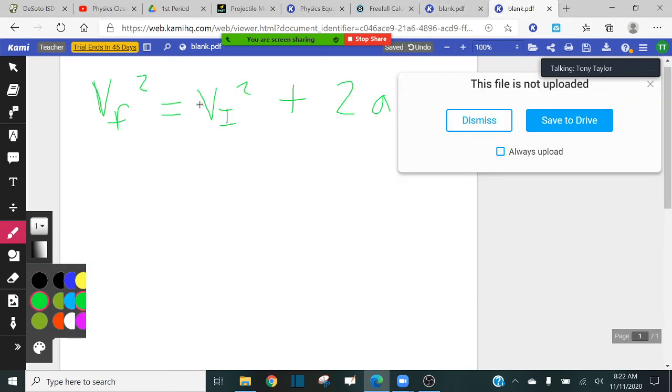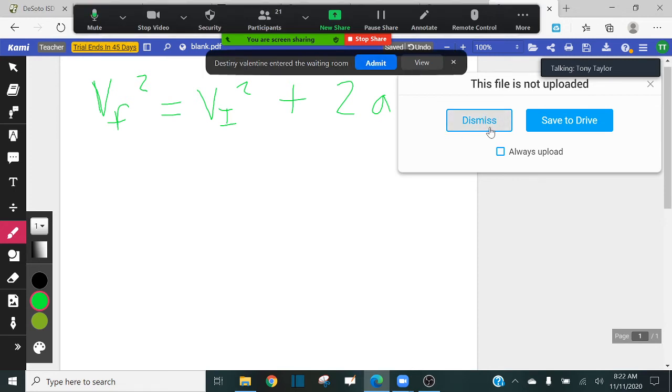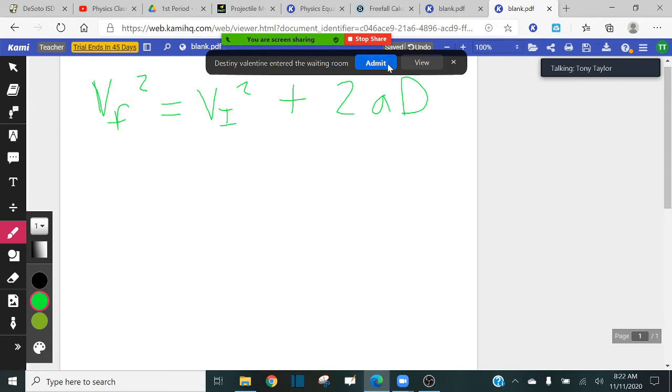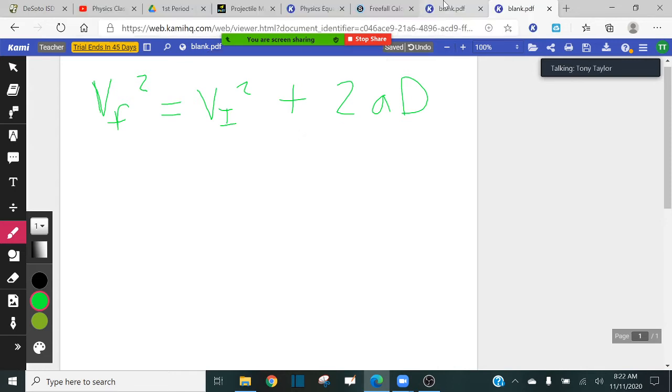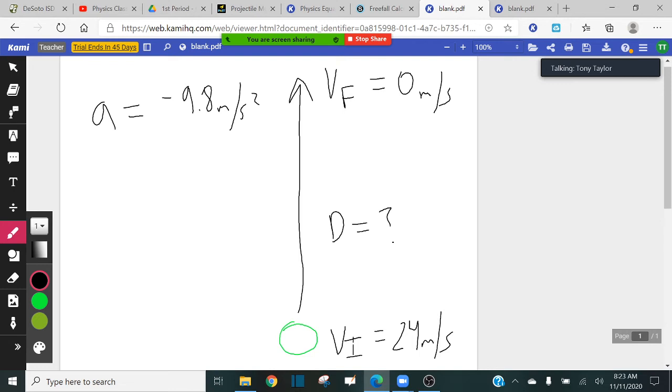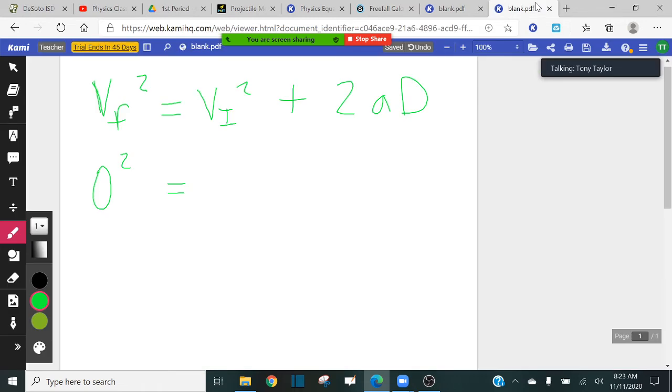So, guys, I already know the final velocity. The final velocity at the very top was just 0. Remember we said the final velocity at the very top is just 0 because it has to come to a stop before it comes back down. So, 0 squared is equal to my initial velocity. Well, my initial velocity is 24 because we were given that in the problem. So 24 squared. Okay. What is the acceleration of gravity? You guys know that the acceleration of gravity is just negative 9.8. Okay. All of this times my displacement.